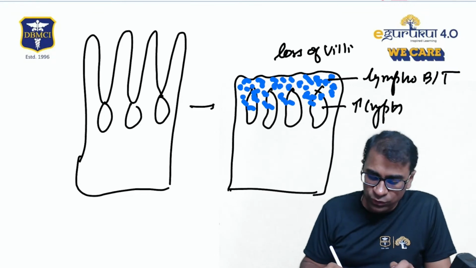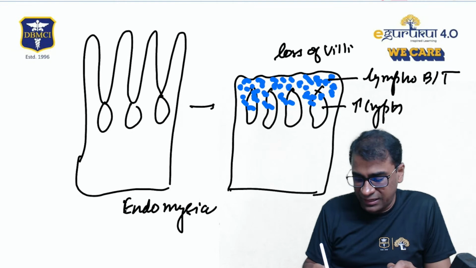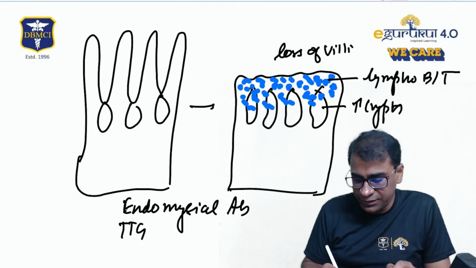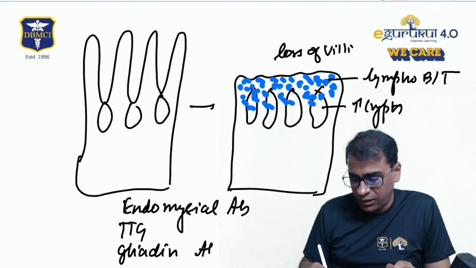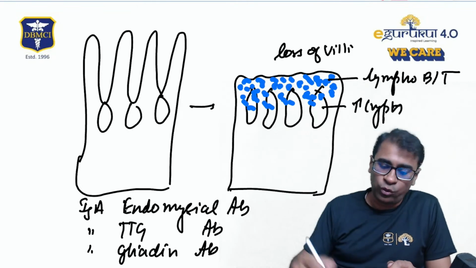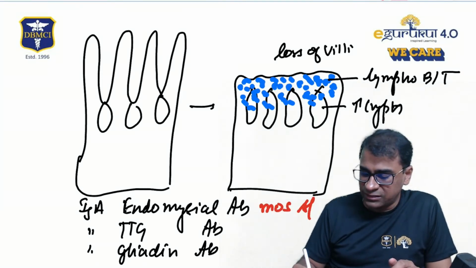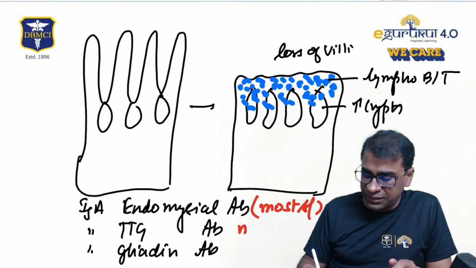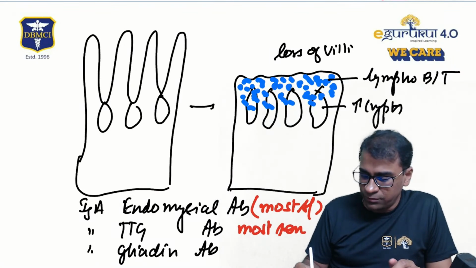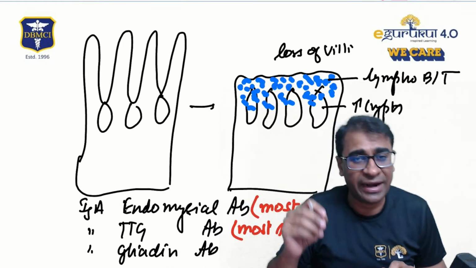The antibodies you see are number 1, endomysial antibody, TTG antibody, and the gliadin antibody. The 3 antibodies, and all of them are IgA antibodies. A question can also be asked among these: what is the most specific? Endomysial is the most specific antibody. TTG is the most sensitive antibody. And gliadin antibody often cross-reacts with the skin antigen causing dermatitis herpetiformis.